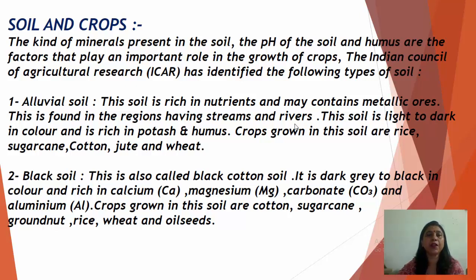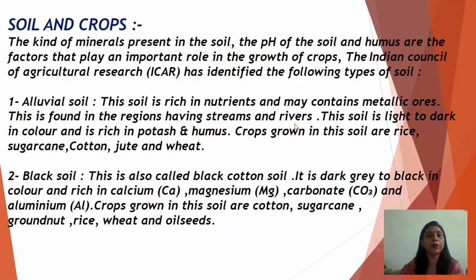The Indian Council of Agricultural Research, ICAR, has identified the following types of soil. Number 1 is the alluvial soil. This soil is rich in nutrients and may contain metallic ores. This is found in the regions having streams and rivers. This soil is light to dark in color and is rich in potash and humus. Crops grown in this soil are rice, sugarcane, cotton, jute and wheat.